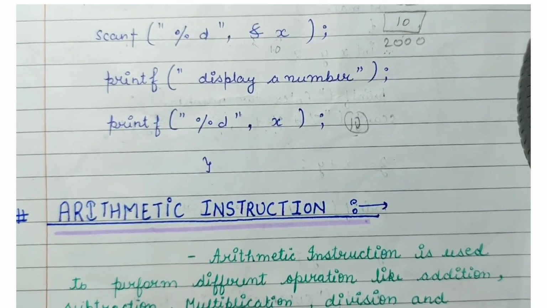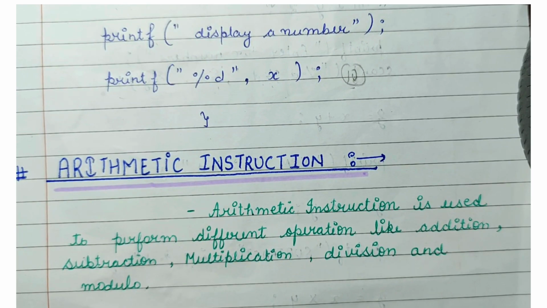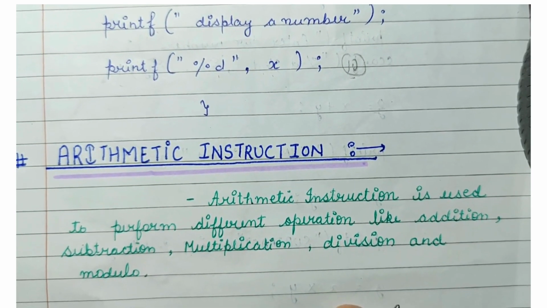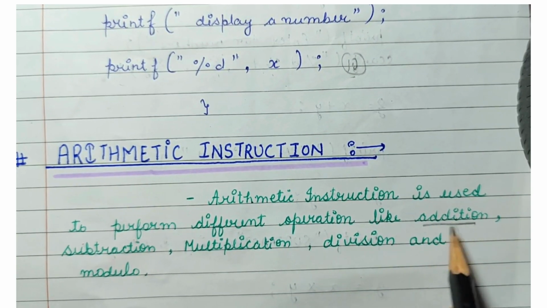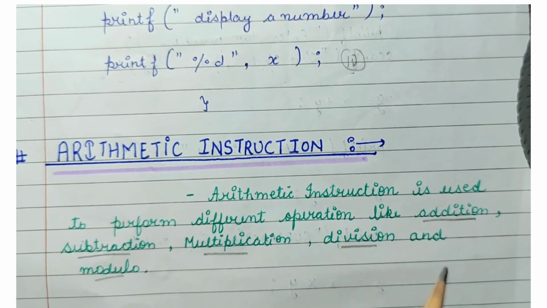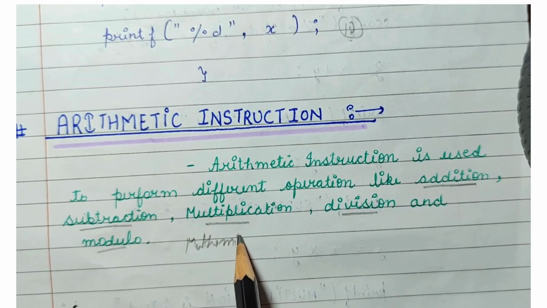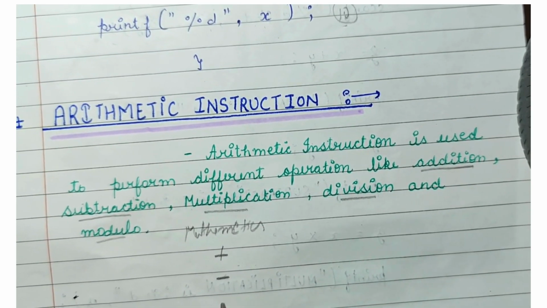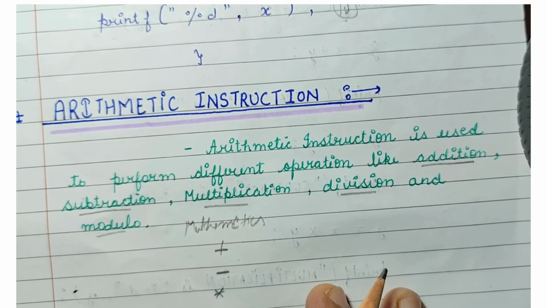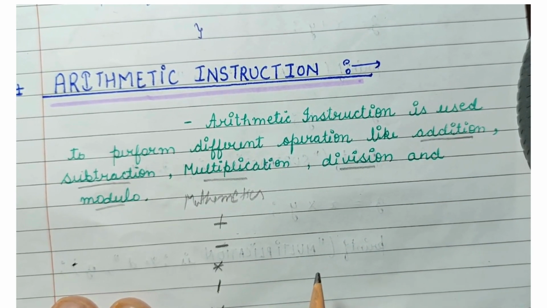After this, we move to the next part, that is arithmetic instructions. Basically we have 5 arithmetic operations: addition, subtraction, multiplication, division and modulo. In mathematics you use these symbols: plus for addition, minus for subtraction, star for multiplication, slash for division and percentage for modulo.